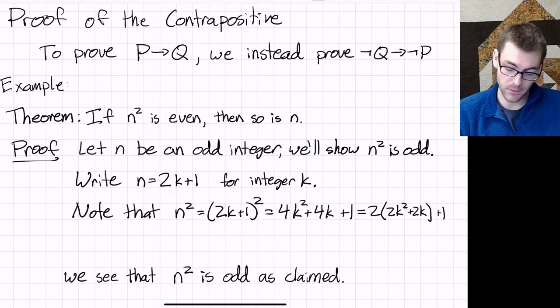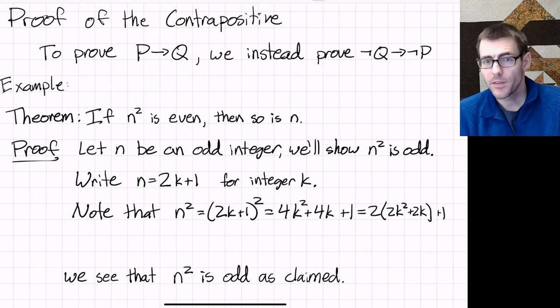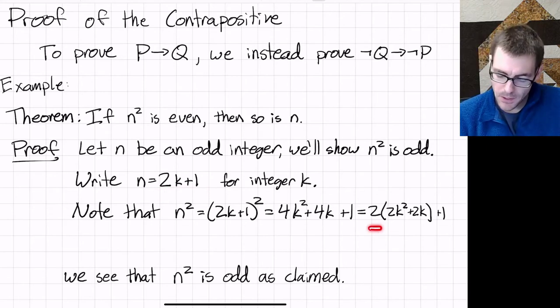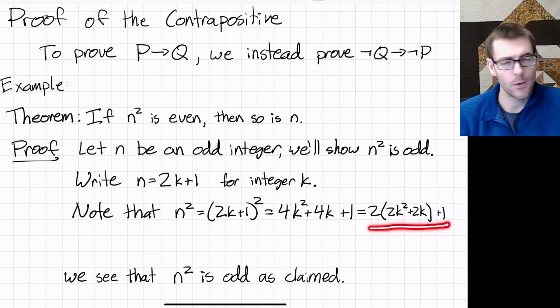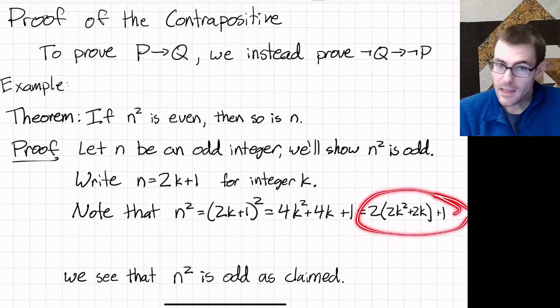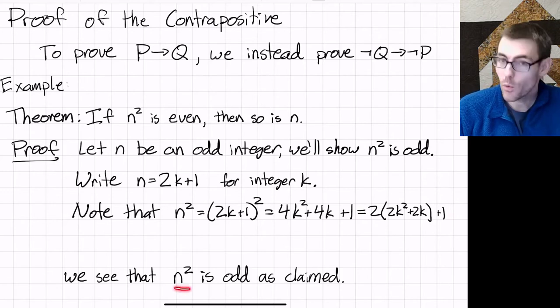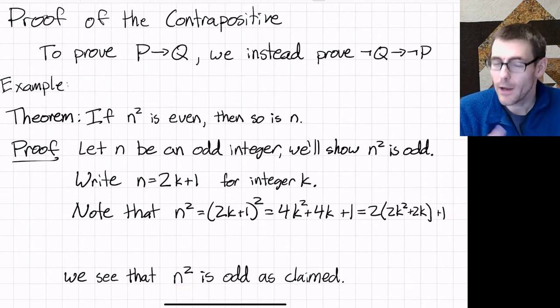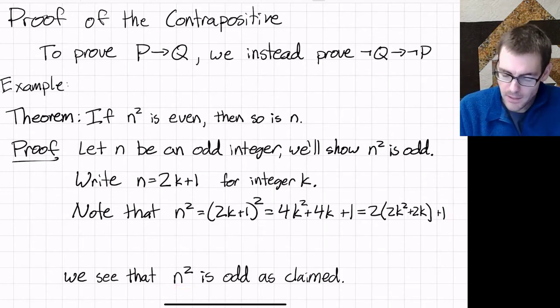N squared is, well, this thing squared, and with some algebra, we can manipulate it to be equal to this thing on the right. And notice that this is enough to say that n squared is odd. We just want to be careful. We want to make sure that we're touching all of our bases.